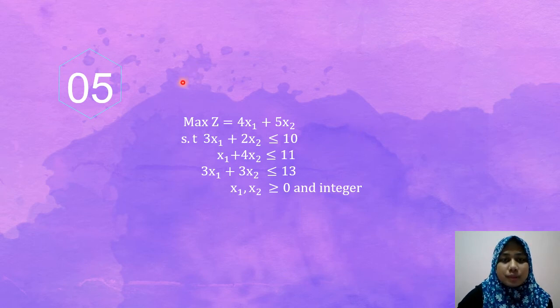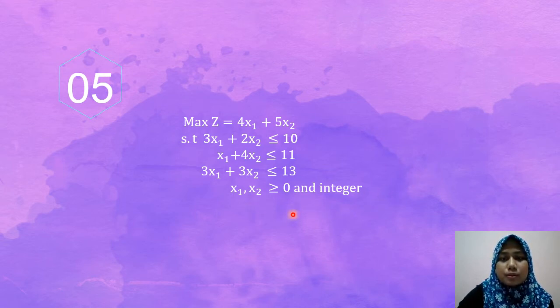So for question 5, we have a maximum z equal to 4s1 plus 5s2, subject to 3s1 plus 2s2 less than or equal to 10, s1 plus 4s2 less than or equal to 11, 3s1 plus 3s2 less than or equal to 13, s1, s2 greater than or equal to 0 and integer. So we can see here the sign restriction is s1, s2 greater than or equal to 0 and integer. So we can say that this question is an integer programming problem.